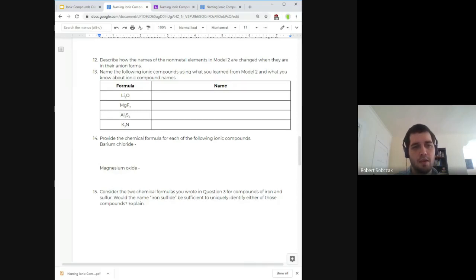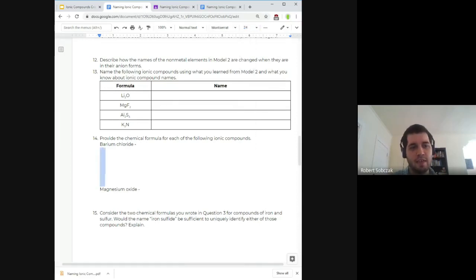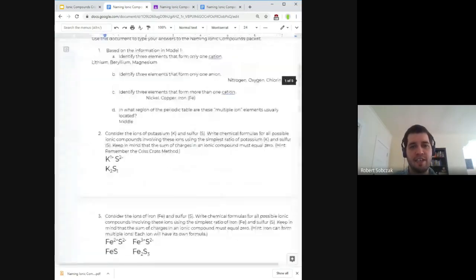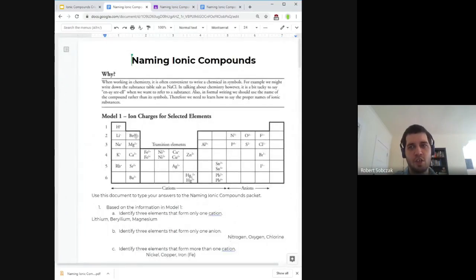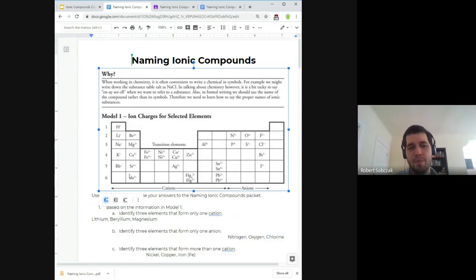For question 14, I just want you to give me the formulas of these two ionic compounds. Let's make this nice and large so that we can see. We've got barium and we've got chlorine. The first thing you need to do is check what the charge on barium and chlorine are. If we look in our model up here, we've got barium at the bottom in row number 6. It is Ba2 plus. Chlorine is all the way over on the right. It is chlorine 1 minus.